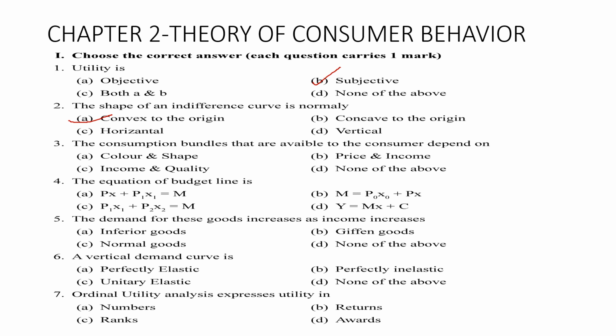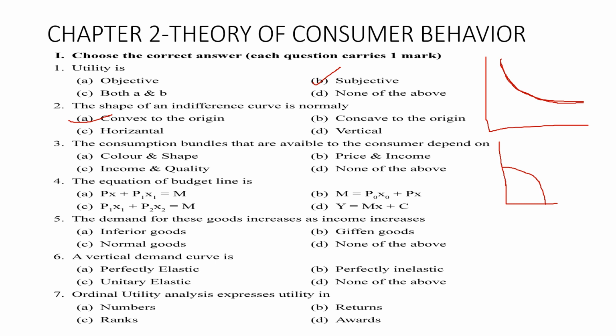Convex, and we have seen our indifference curve. It is in this shape, correct? So this shape is called convex to the origin. Whereas our production possibility frontier is concave to the origin. If it is like this, we call it concave. If it is in this shape, this is the convex.